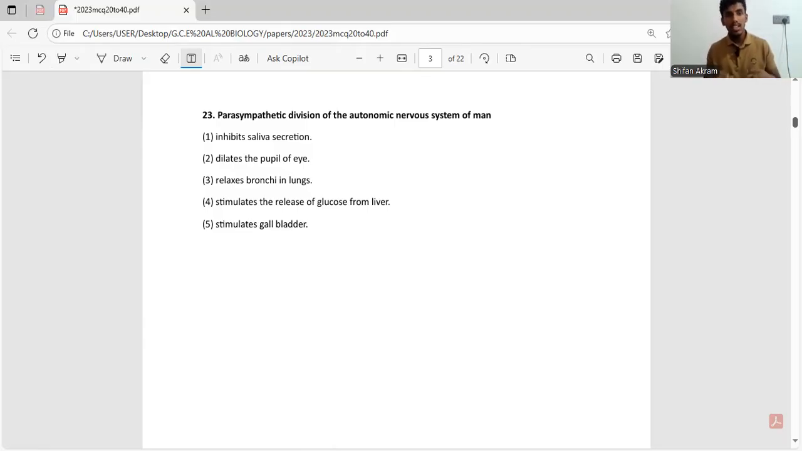Then the fifth one, stimulates gallbladder. As I told earlier, the parasympathetic division stimulates digestion, right? Now, if it stimulates digestion, it stimulates the gallbladder. Why? Because the gallbladder secretes bile. What does the bile do? Bile emulsifies the fat. So it is involved in digestion, right? So the fifth one is the correct answer.